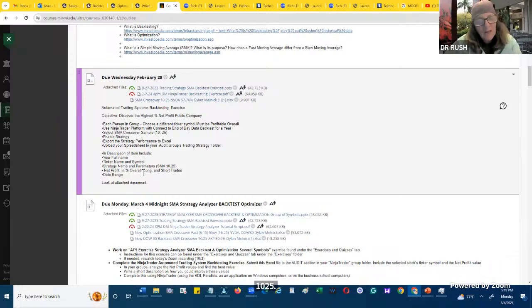And we looked at the net profit percentage. We needed to make it positive overall. We looked at the long and short trades. Some people's short trades were negative. Some people's long trades were negative, but overall it had to be positive. You gave it the date range, and it should have been 365 days we looked at.